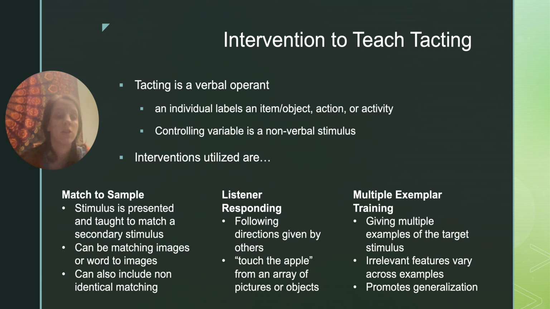So this could be matching images to images as well as words to images, and it can also include non-identical matching. For listener responding, this is following the directions given by others. So the SD might be touch the apple, and the individual has to point or touch to the apple from an array of a variety of pictures or objects as well. And multiple exemplar training is just a way to promote generalization. It's giving multiple examples of the target stimulus. So this may include different irrelevant features that are going to vary across examples, but it's all going to be under the same stimulus class.